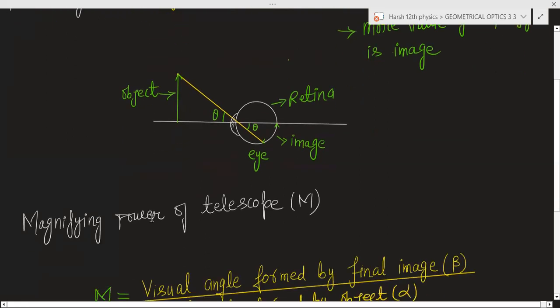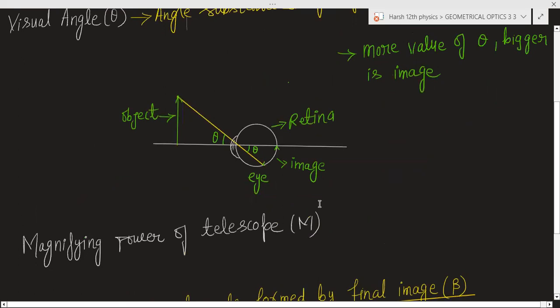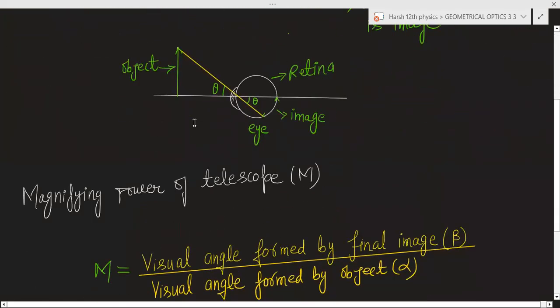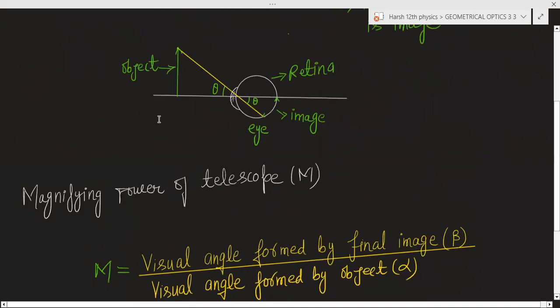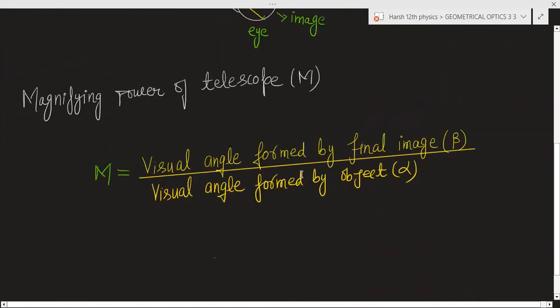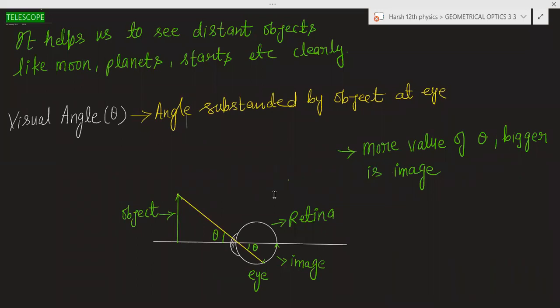Now we'll discuss the magnifying power of a telescope. Magnifying power of a telescope is equal to the visual angle subtended by the final image divided by the visual angle subtended by the object. Before studying the telescope, we should know the magnifying power of the telescope, because we will use all these things when we discuss the telescope. Basically, telescopes are of two types. One is the refracting telescope, another is the reflecting telescope. Mostly we will discuss the refracting telescope, and after that we will discuss the reflecting telescope also.